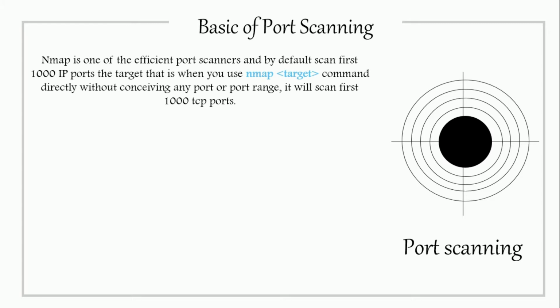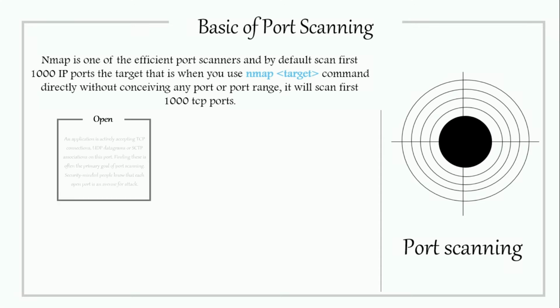Nmap divides ports into 6 states, which are: open. An application is actively accepting TCP connections, UDP datagrams or SCTP associations on this port. Finding these is often the primary goal of port scanning. Security-minded people know that each open port is an avenue for attack.